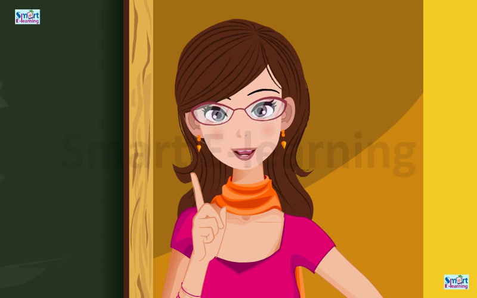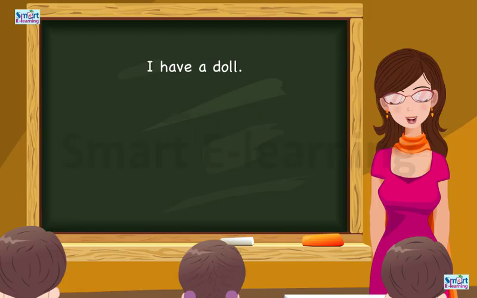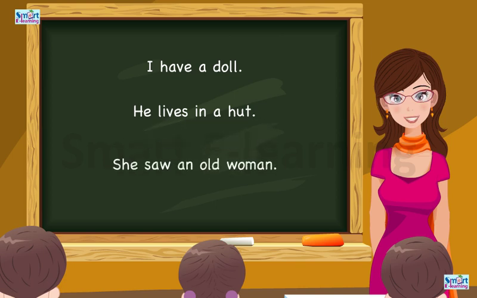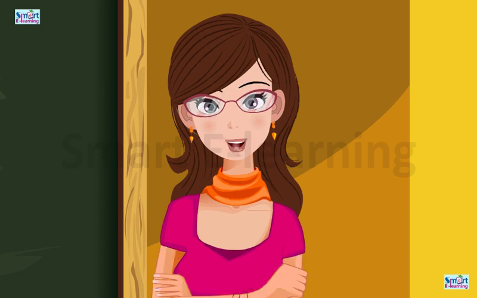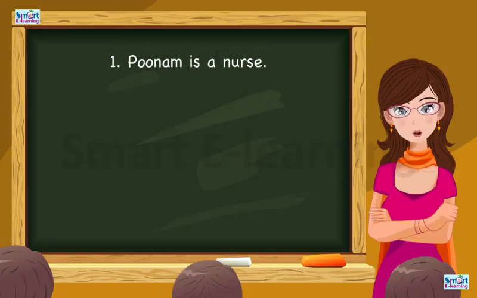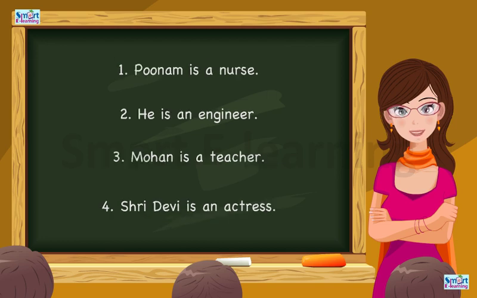First, before the countable and singular nouns which are used for the first time. I have a doll. He lives in a hut. She saw an old woman. Before such singular noun complements which signify a business or profession. Poonam is a nurse. He is an engineer. Mohan is a teacher. Shri Devi is an actress.